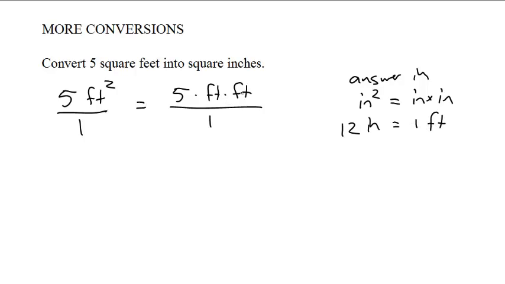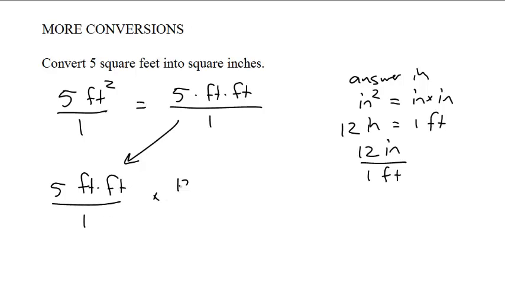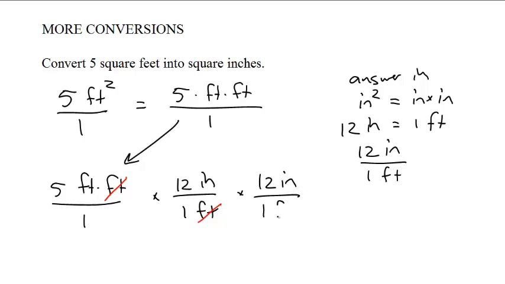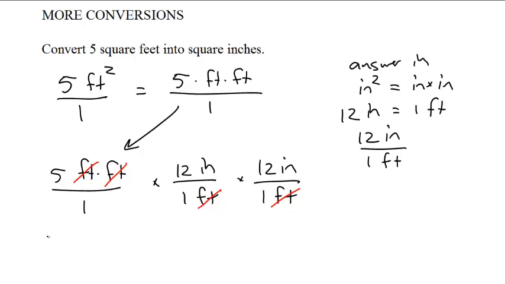So our fraction, we got feet up top that we want to get rid of. So we're going to say 12 inches over 1 foot. But here's the problem. If we say 5 feet times feet over 1, and we multiply by 12 inches over 1 foot, you'll see that we only cancel out one of the feet. What we have to do is multiply by another 12 inches over 1 foot in order to cancel out that other foot. And so then we end up with a final answer of, we have nothing down below, 1 times 1 times 1, that totally goes away. And we're left with 5 times 12 times 12, inches times inches.